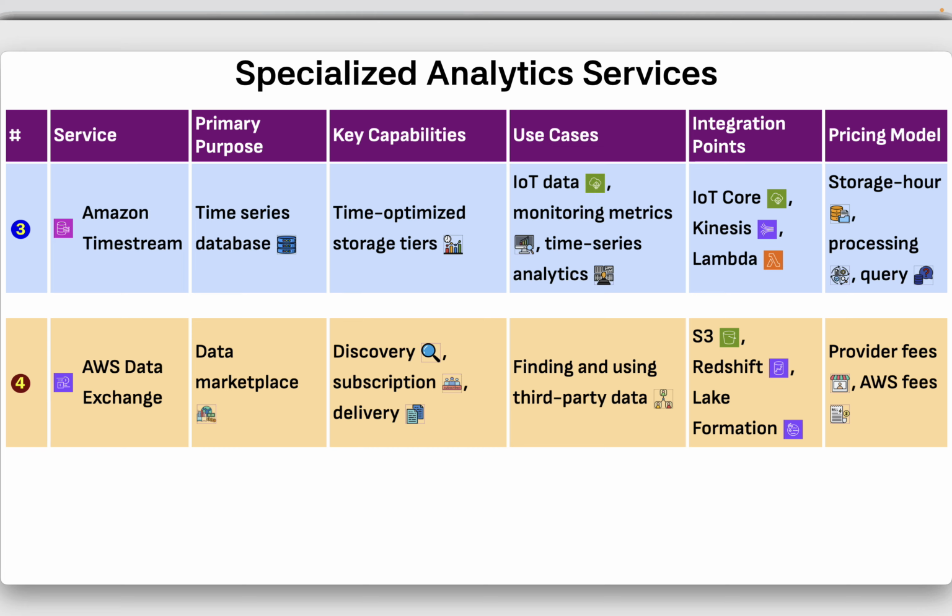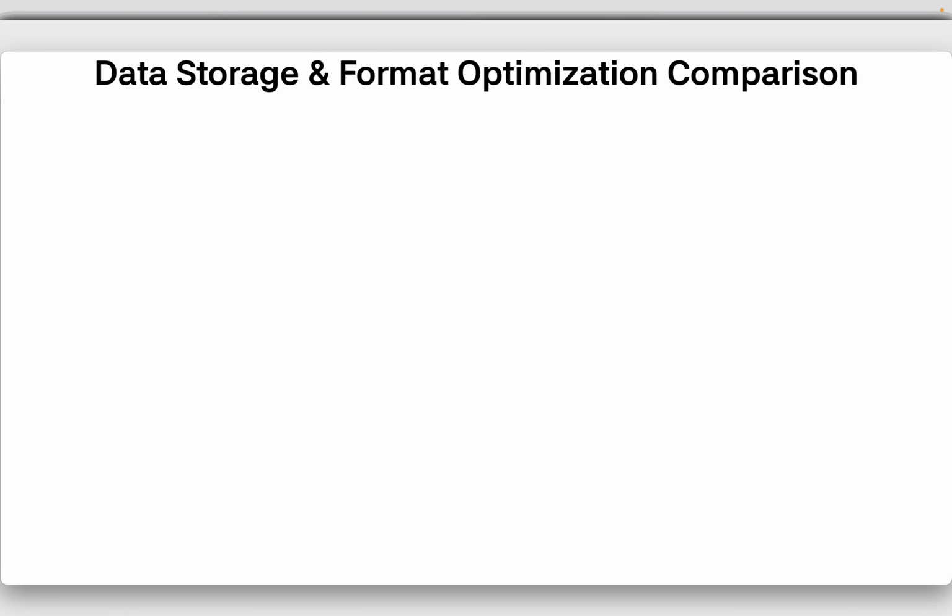Use cases: finding and using third-party data. Integration points: S3, Redshift, Lake Formation. Pricing model: provider fees and AWS fees. So basically, AWS will take some commission and the provider will charge their own fees. And integration points means they will sell their assets, which can be on S3. So basically, that's the most common way to sell. So that data must sit in some service, right? Or data can be in Redshift, or it can be sold via Lake Formation. Basically, Lake Formation assets.